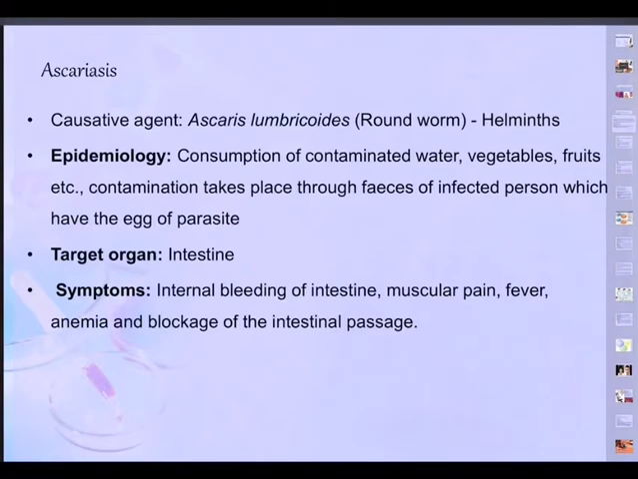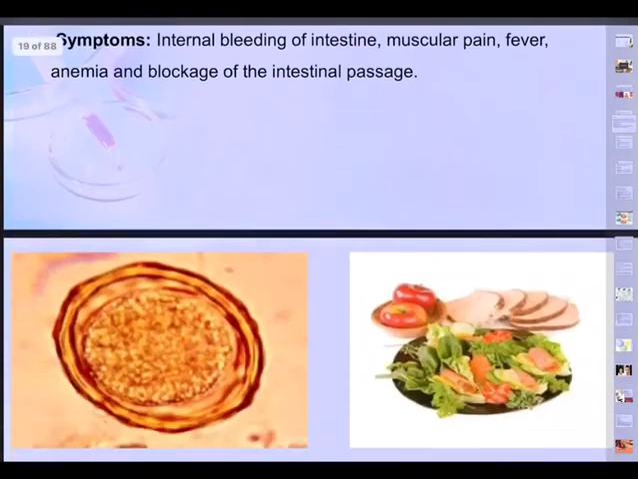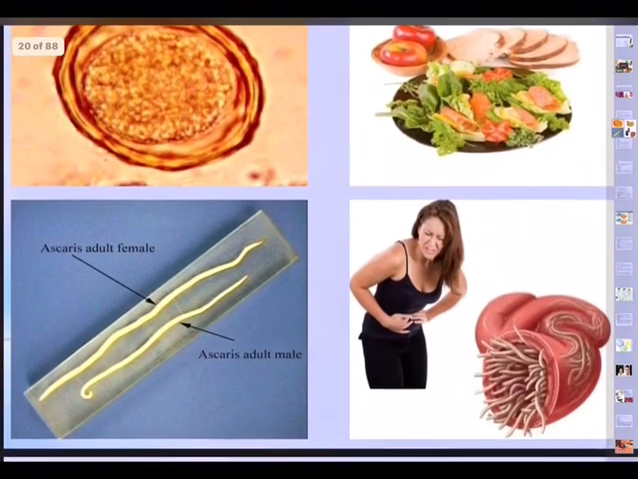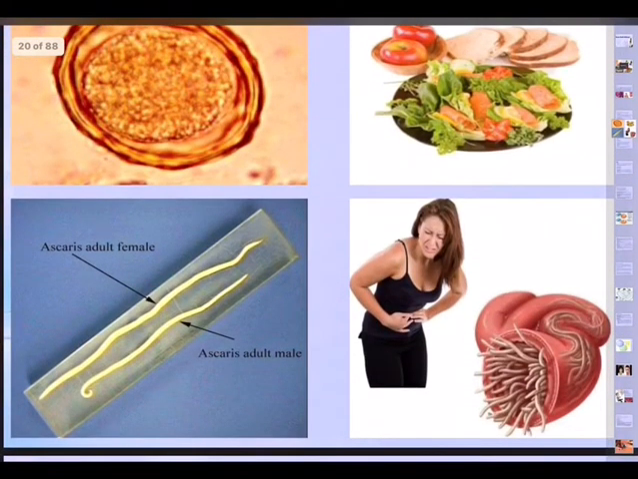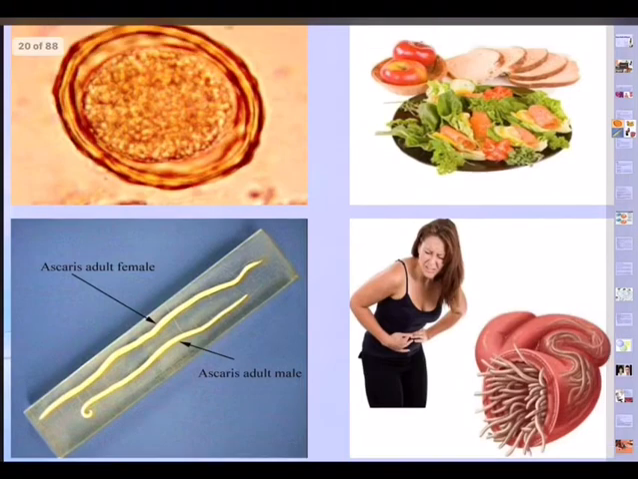Vegetables, fruits, so you must always wash thoroughly the vegetables and fruits and then consume. Contamination takes place through feces of the infected person, which contain the eggs of the parasite. So there should be good hygienic conditions prevailing. So this is how the Ascaris, there will be a male and a female.